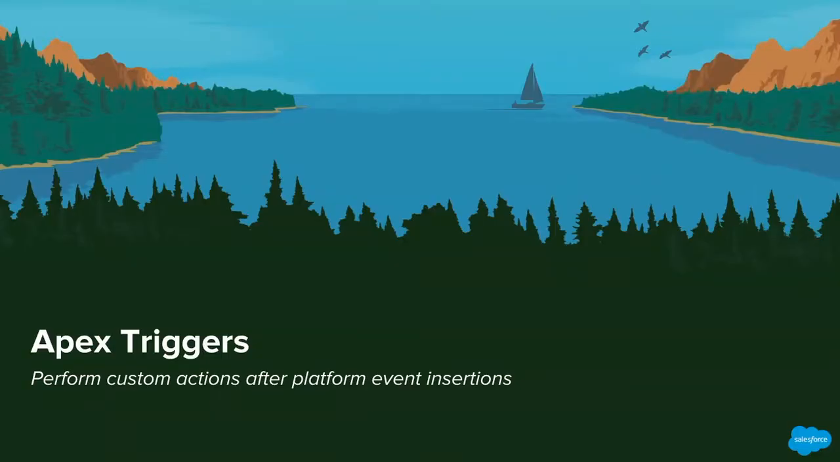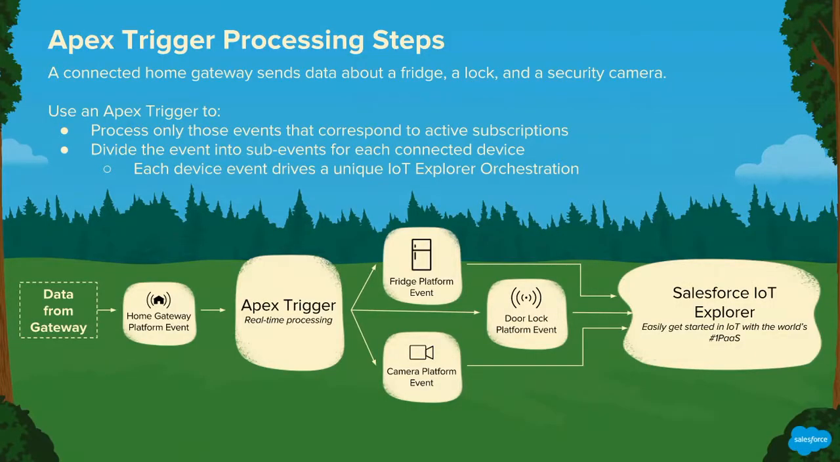So Apex triggers, in this case, we're going to be creating an Apex trigger on a platform event. So after the platform event is inserted into the Salesforce platform, we will write code or Apex logic to filter and multiply that event from there. So what the Apex trigger is going to do is take the gateway event, process it in real time, making sure that that gateway event falls in the subscription period. It's going to divide that event into each one of its own sub-events.